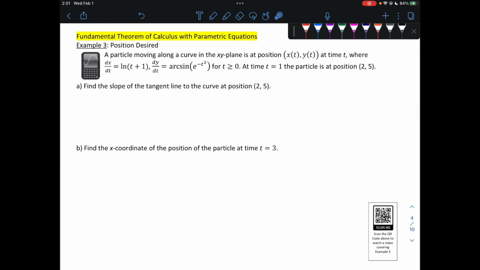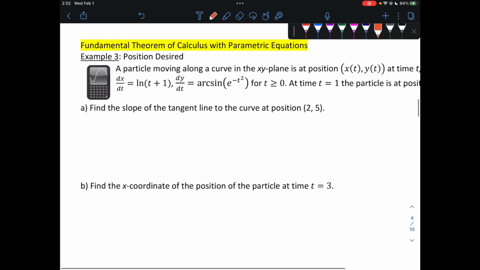All right, number 3, we're talking about position of a particle. A particle moving along a curve in the xy plane is at position (x, y) at time t, where we have dx/dt and dy/dt given for t greater than or equal to 0. At time t equals 1, the particle is at position (2, 5). Find the slope of the tangent line to the curve at (2, 5). So remember that slope is dy/dt over dx/dt.